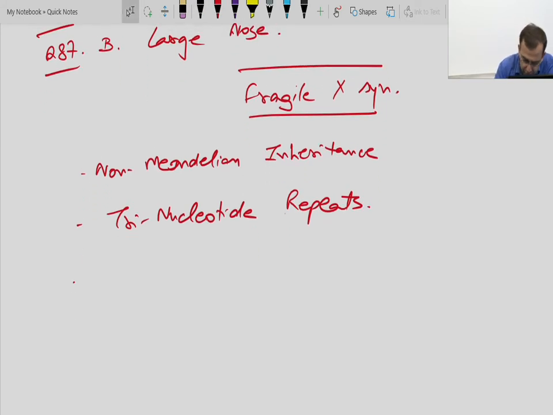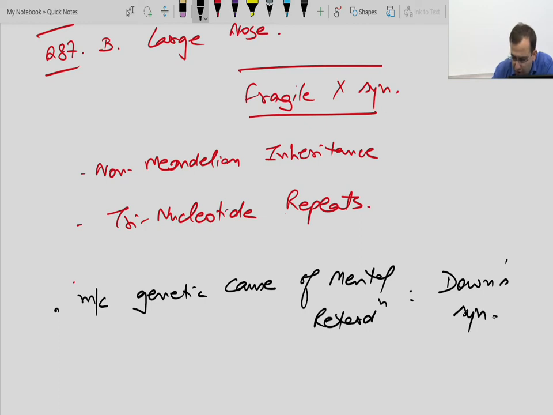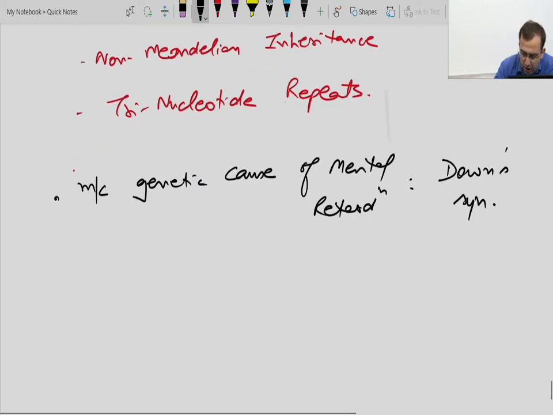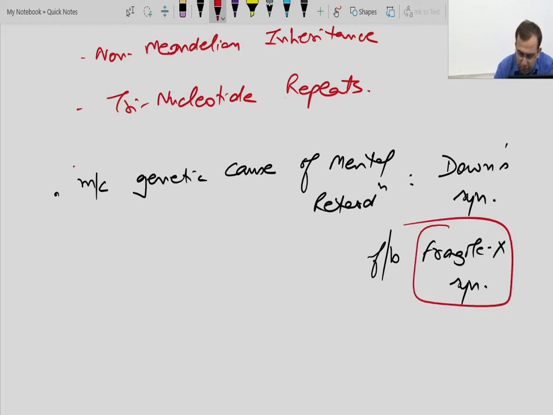Let us go sequentially. Before we go further, tell me which is the most common genetic cause of mental retardation? Answer, Down syndrome. Please note, the most common genetic cause of mental retardation is Down syndrome, followed by Fragile X syndrome. So Fragile X is the second most common genetic cause of mental retardation.